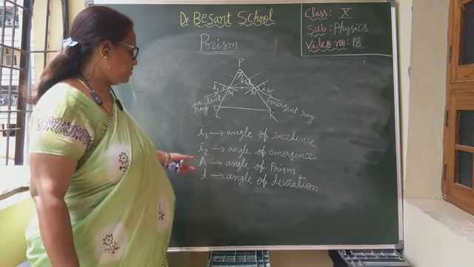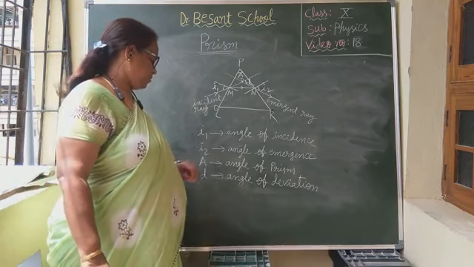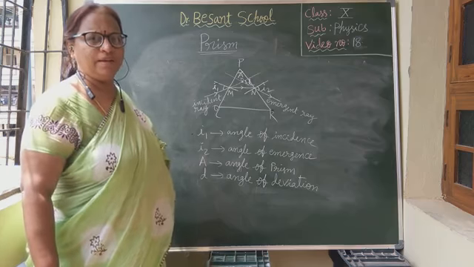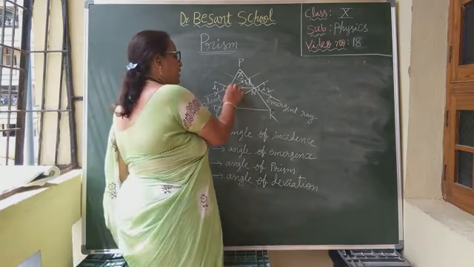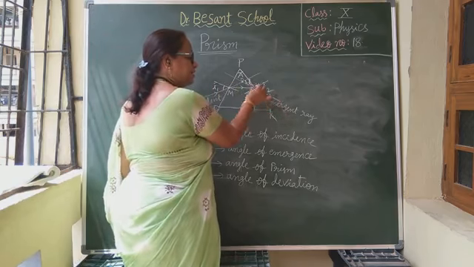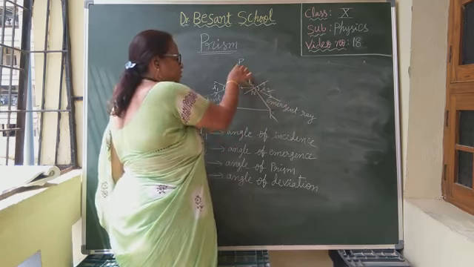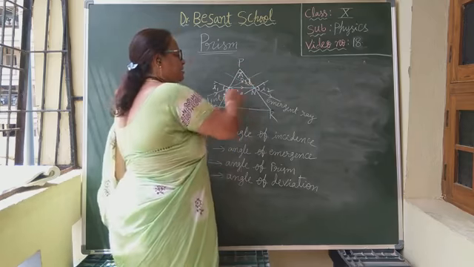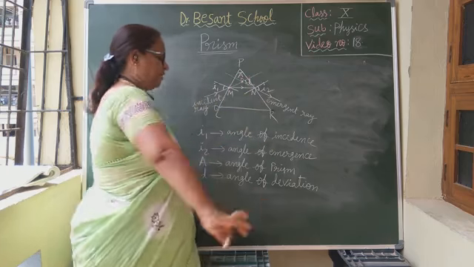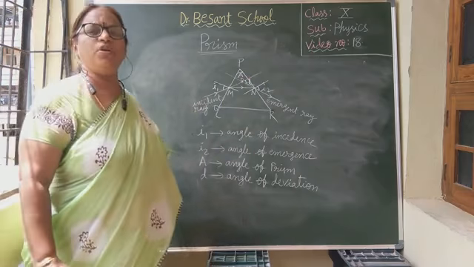So these are the terms which you should understand in a prism: angle of incidence, angle of emergence, angle of prism and angle of deviation. Clear? This is the incident ray, angle of incidence, normal, emergent ray which is coming outside, and angle of emergence. This is the angle of prism between PQ and PR, and the incident ray and emergent ray form the angle of deviation. These are the terms which you should learn in the prism. Please note down quickly.